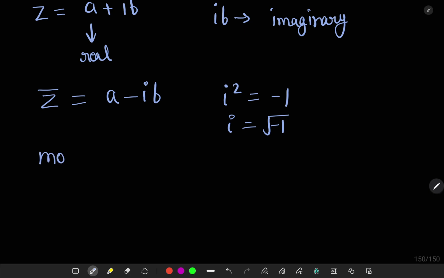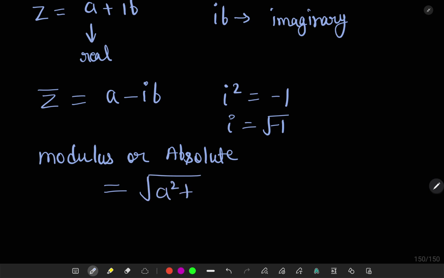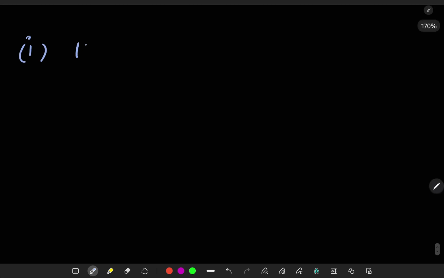Now the modulus or absolute value of z is equal to this: root of a square plus b square, or mod of a plus iota b. Some important properties of this modulus: if z1 into z2, mod is equal to mod of z1 into mod of z2.